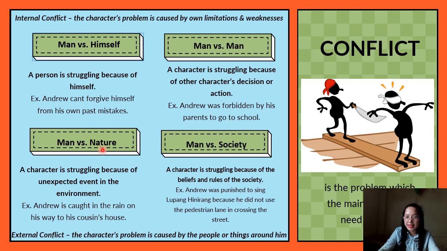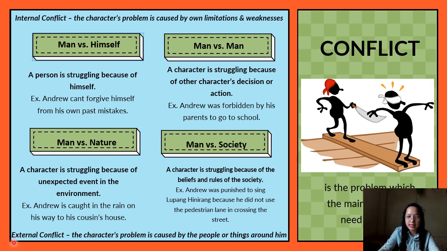Another is man versus nature. It is described as a character who is struggling because of an unexpected event in the environment. For example, Andrew is caught in the rain on his way to his cousin's house. His problem was due to the environment, or the sudden rain.